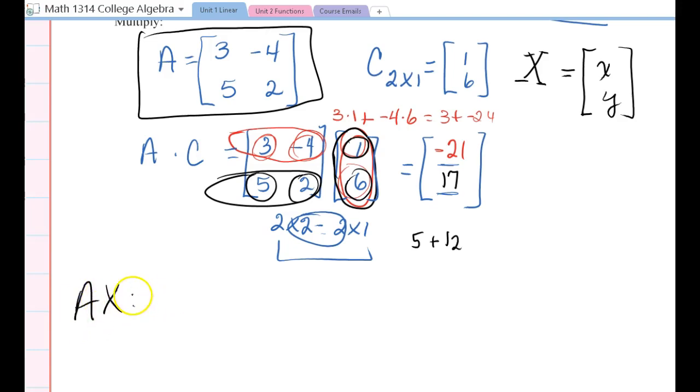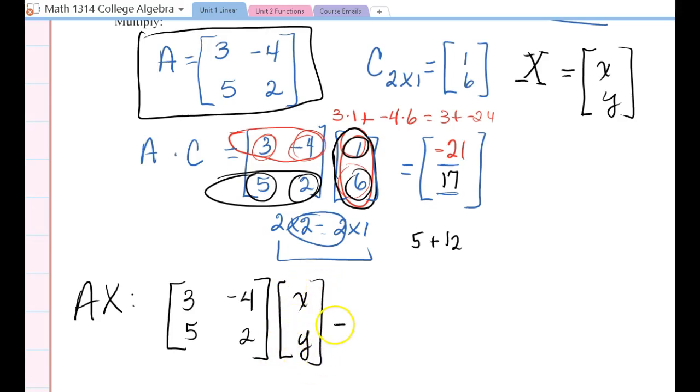So when we do that, we're going to have 3, negative 4, 5, 2, and we're going to multiply it times little x and little y. And again, I showed you how to multiply, so I'm going to do it again. I'm going to multiply this row times this column. So I'm going to get 3 times x, which is 3x, plus negative 4 times y is negative 4y.